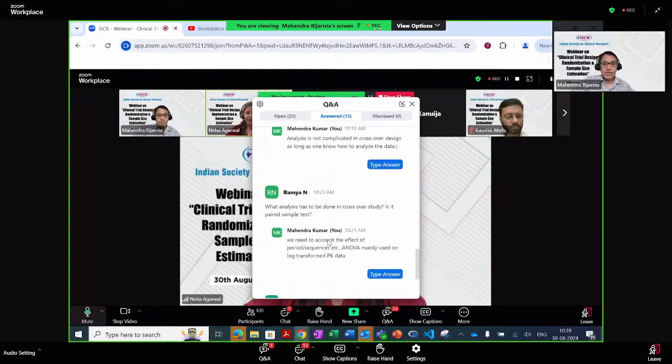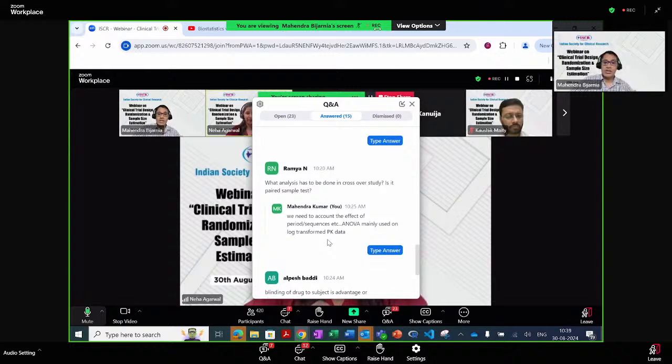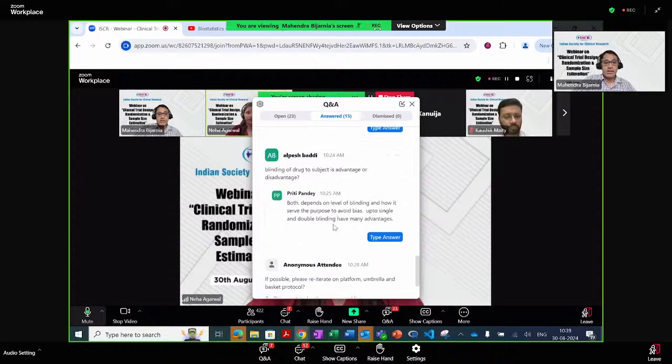Perfect. So the next question: what analysis has to be done in crossover study? Is it paired sample test? One thing very important: how you calculate the sample size. That helps you to decide what analysis method you use. But most of the time in crossover study, the analysis method is based on the analysis of variance, where you consider period and sequence, and mainly your data is related to PK. So you have log transform data, and then once you complete the analysis, you back transform to the original scale.